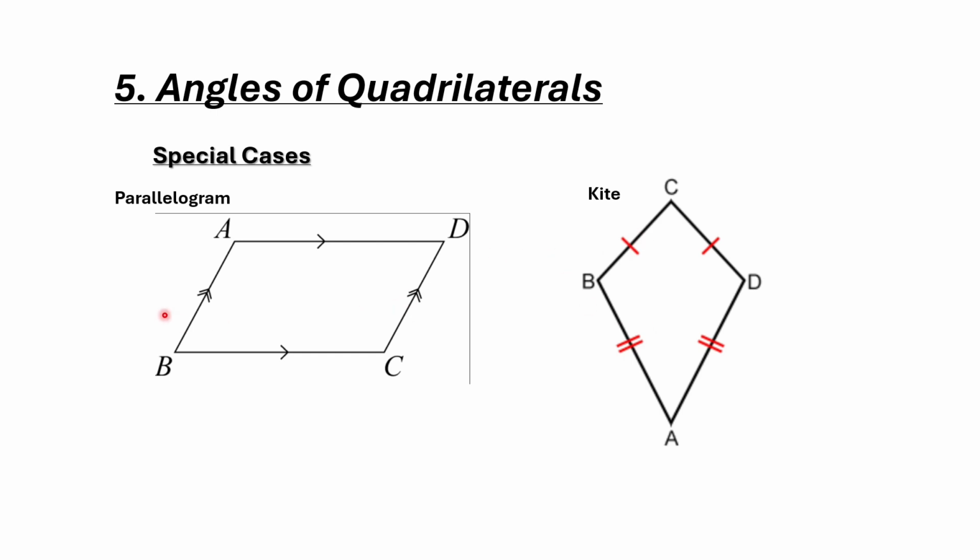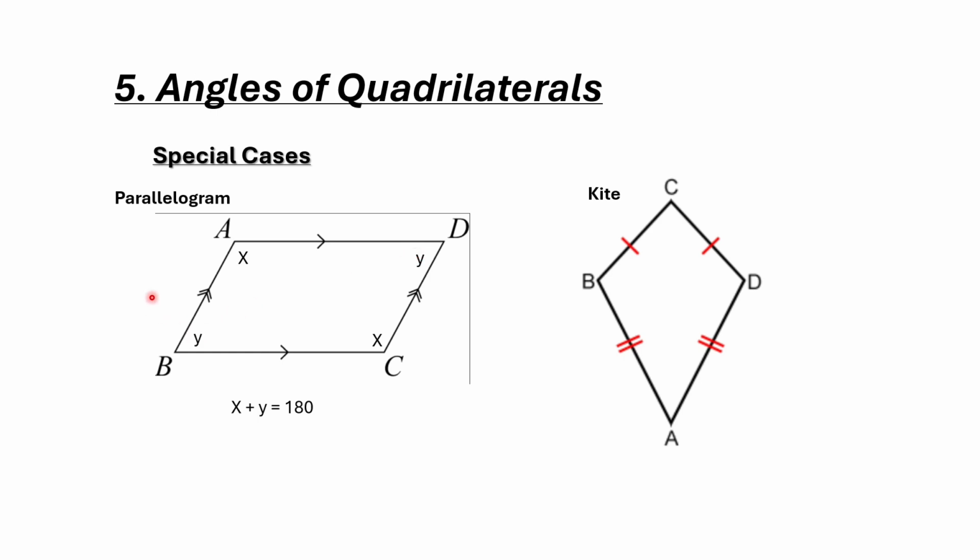Now, if this angle is x, from the properties of the parallelogram, this angle and the opposite angle are always equal. So if this is x, this is also x. And let's assume this is y. In the parallelogram, these two add up to 180. So this plus this is equal to 180. And this angle here is equal to the opposite angle. So if this is y, this is also y.